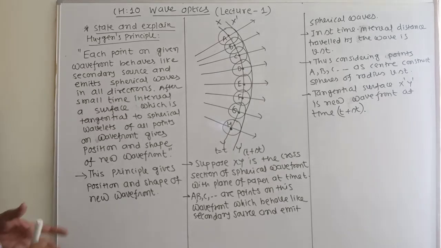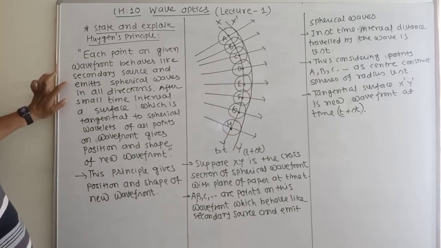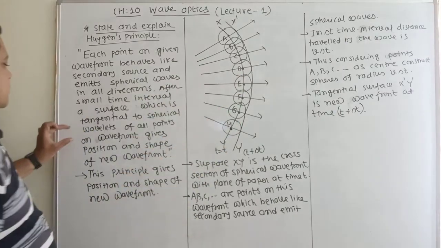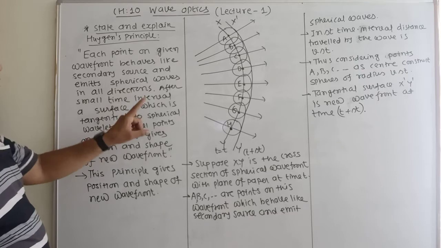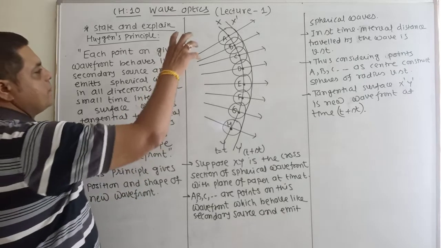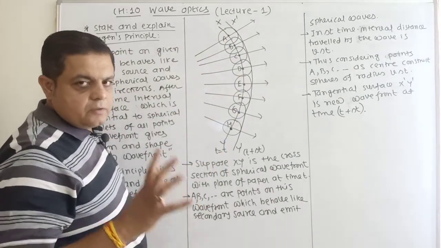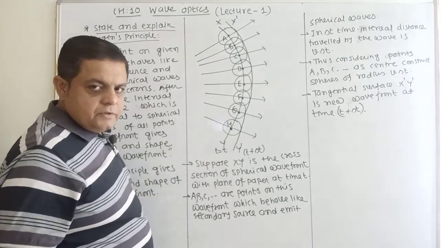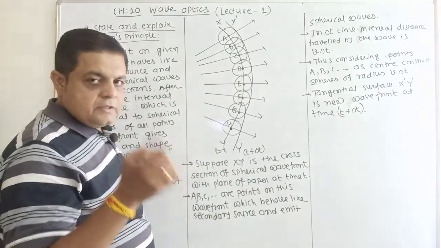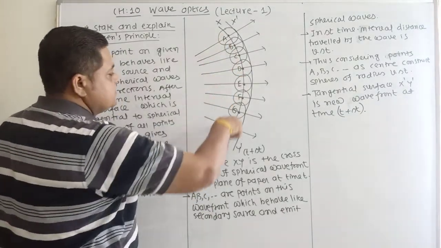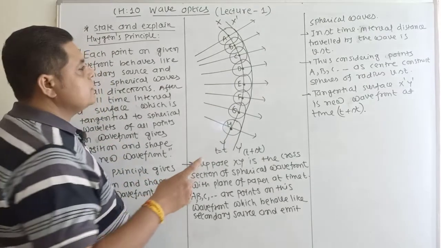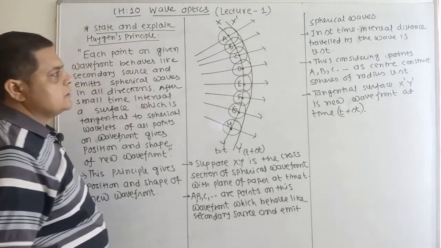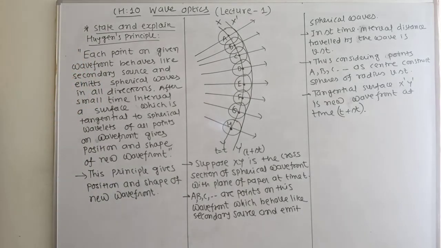ठीक है, तो each point on given wavefront behaves like secondary source and emits spherical waves in all directions. After small time interval, surface which is tangential to spherical wavelets of all points on wavefront gives you position and shape of new wavefront. ठीक है, तो अब आपको समझ में आ गया होगा, ए बी सी ये पॉइंट्स है जो सेकेंडरी सोर्स की तरह बिहेव करते हैं, स्फेरिकल वेव्स प्रोड्यूस करते हैं. अगर मुझे डेल्टा टी टाइम बाद का वेव फ्रंट चाहिए, in that case the distance traveled is v delta t. Distance traveled by the spherical wave is actually radius of the spherical wavefront. So you have to consider ABCD points as a center and construct spheres of radius v delta t. And now the tangential surface x dash y dash to all these spheres is your new wavefront at time t plus delta t. नोट कर लो, ध्यान से एक बार पॉज करके फिर से पढ़ लो.